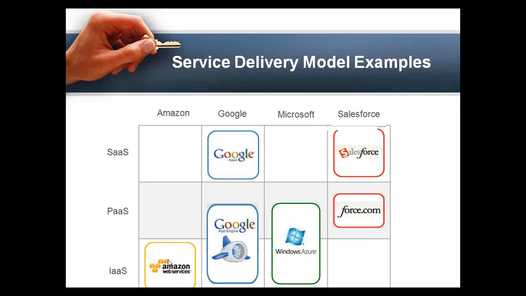And our next topic is about Salesforce. Salesforce has two flavors. One is force.com, which is platform as a service, and salesforce.com, which is software as a service.